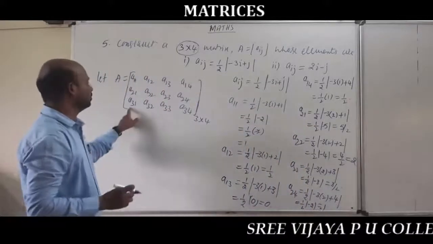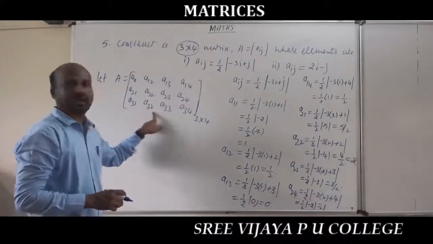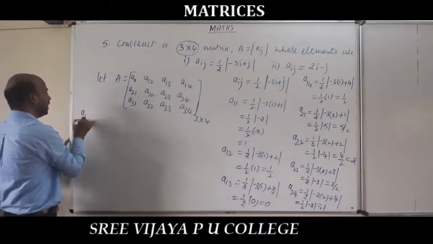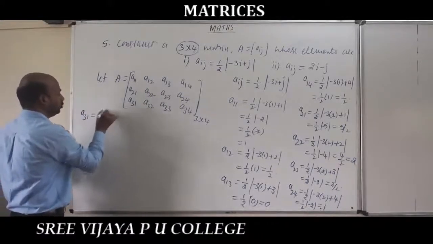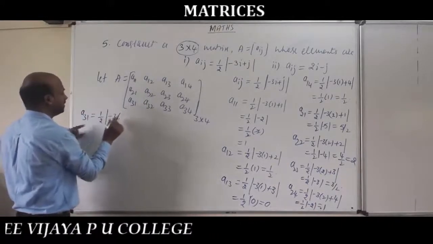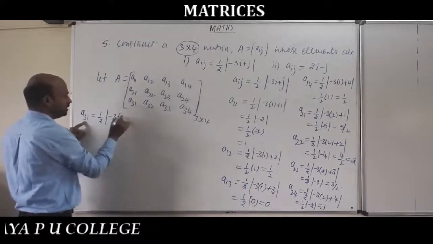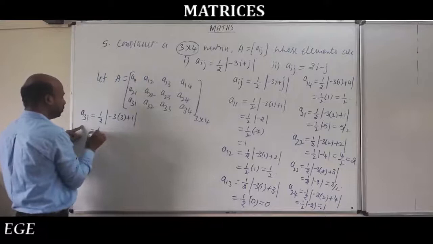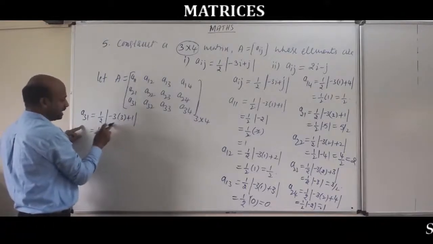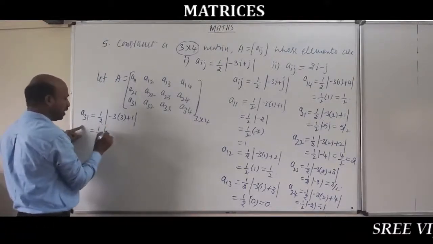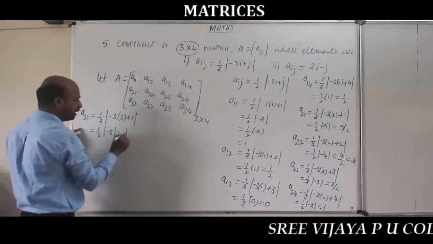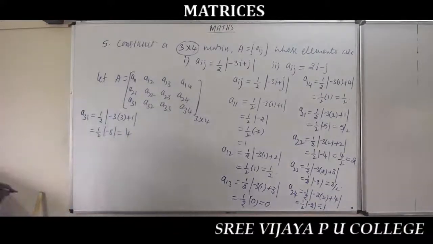And now, third row, first element, third row, second element, third row, third element, third row, fourth element. So a31 is 1 by 2 modulus of minus 3 into value of i, which is 3, plus the value of j, which is 1. That equals 1 by 2 modulus of minus 9 plus 1, which is minus 8. Modulus of minus 8 is 8, and 8 by 2 is 4.